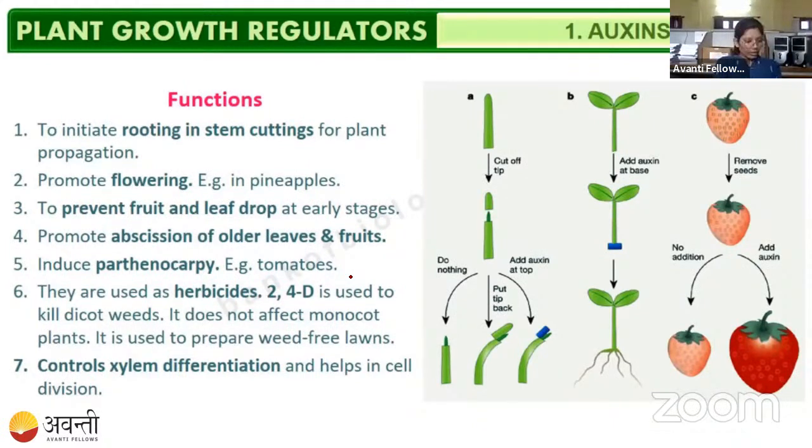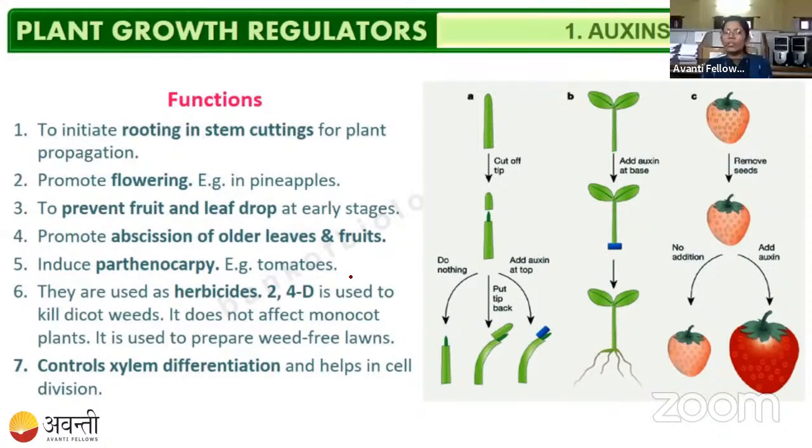One is that it initiates rooting in the stem cuttings. Usually we see stem cuttings, especially of the hibiscus flower. In the hibiscus, we can cut the stem and keep that in the soil, and later on we can see the rooting in that. So how does this rooting form? By the presence of auxin. And especially in pineapple, the flowering in the pineapple is by the auxin.